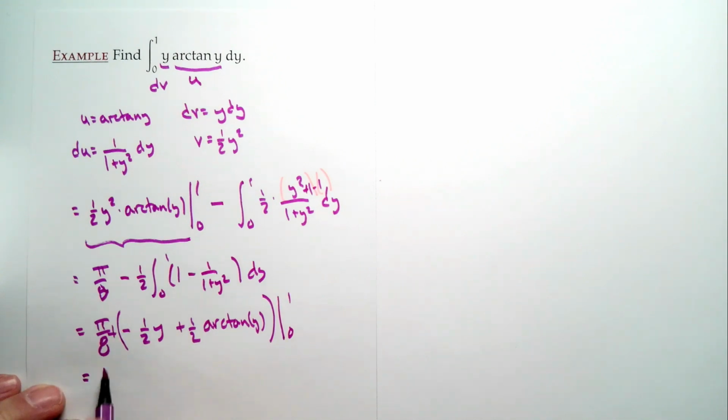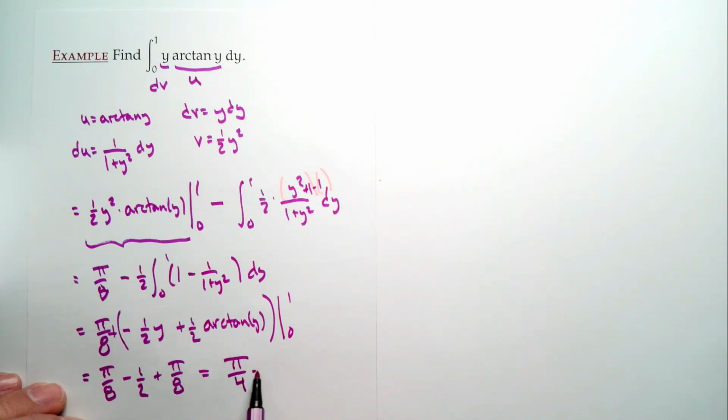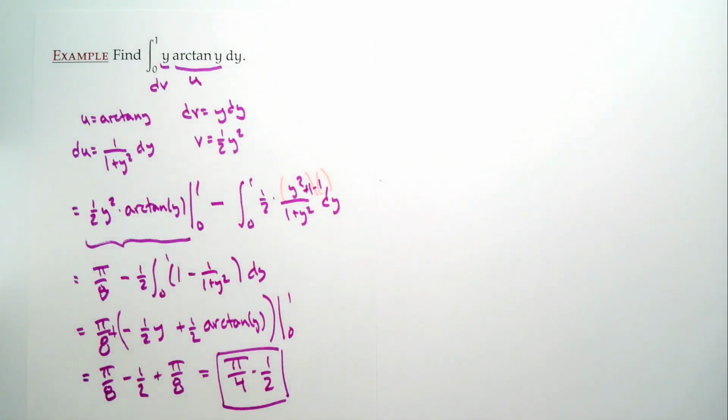Okay, so what do we get? We get pi over 8. The nice thing is when you plug in 0, you still get 0, so that's good. Plug in 1, you get minus 1/2 times 1, so that's minus 1/2. Plus 1/2 times arctangent of 1. Well, we've already done that. That's 1/2 times pi over 4, which is pi over 8. Which means we have 2 pi eighths. They combine to give us pi over 4 minus 1 over 2. And that's our answer. Nice. Good. All right.